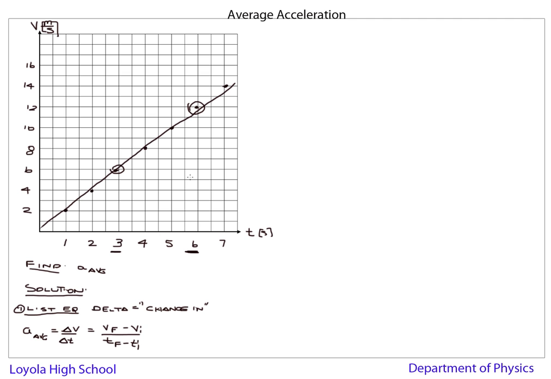What I'm doing here is actually finding the slope of the line. It's the rise over the run. This right here is the change in velocity, delta V, and this right here is the change in time. So it's the rise over the run, or slope in math class.